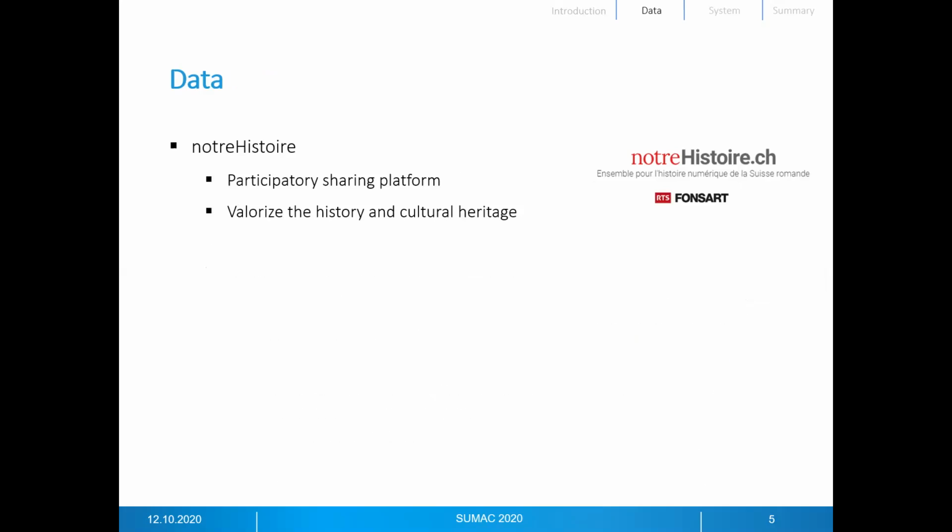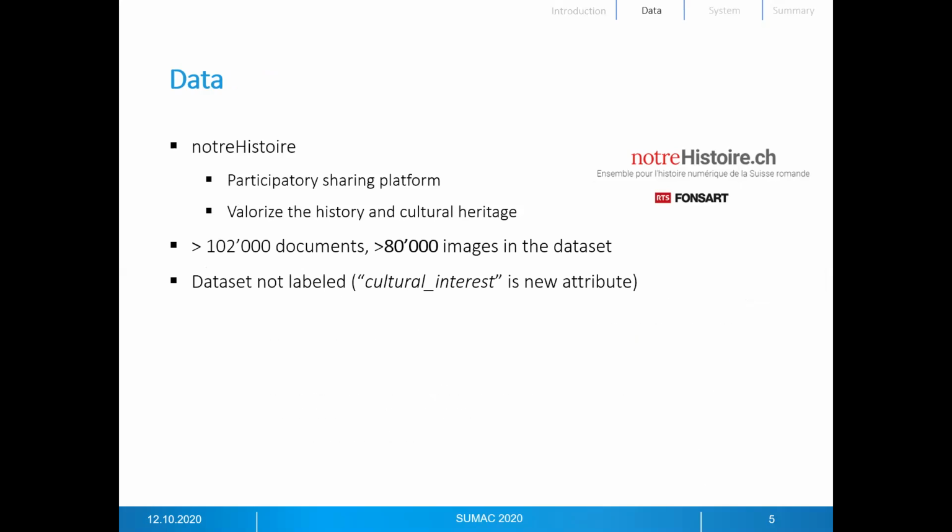The dataset we used in this work was taken from Notre-Histoire, which is a participatory platform for sharing and valorizing the history and cultural heritage of different regions of Switzerland. Notre-Histoire invites volunteers to publish and share their own digitized archives, along with institutions. The platform has collected more than 100,000 documents, mainly images. Since our goal is to add a new information to the metadata, the dataset was not labeled, so ground truth data was needed in order to evaluate our approaches.